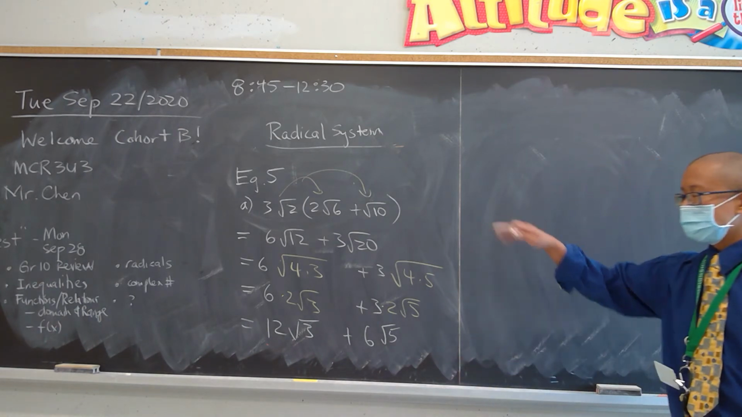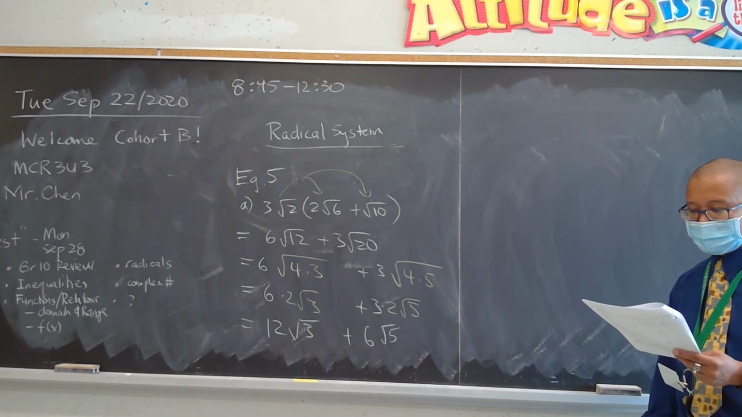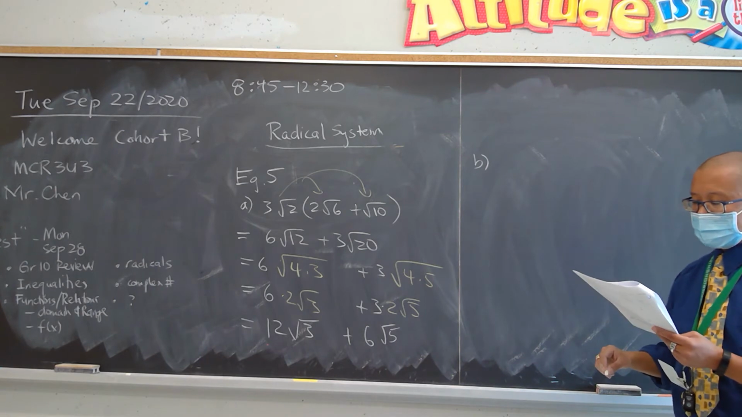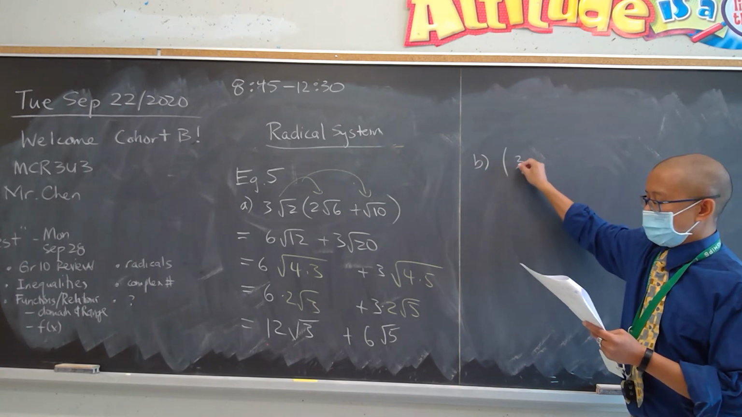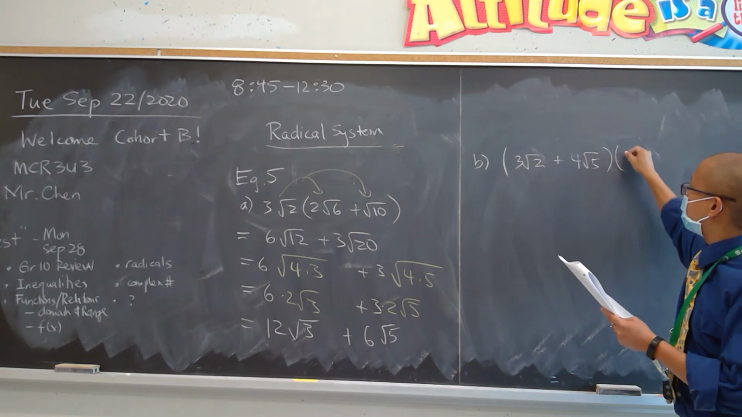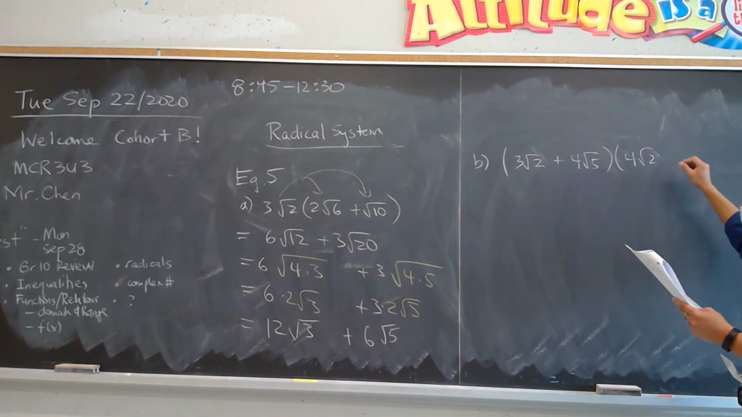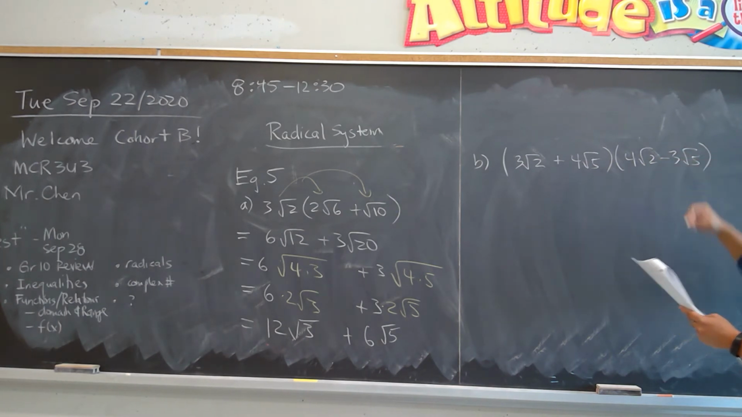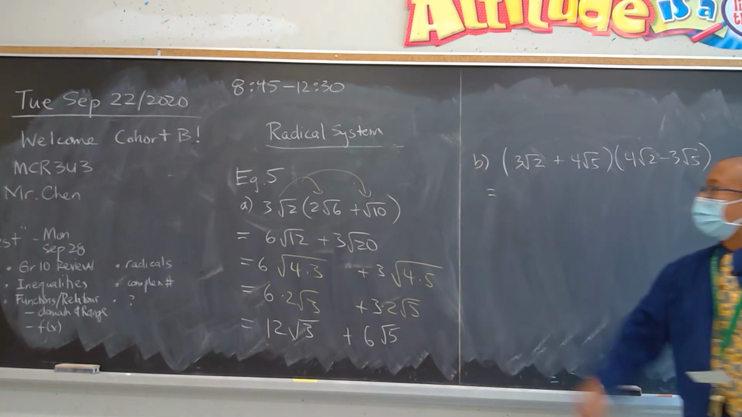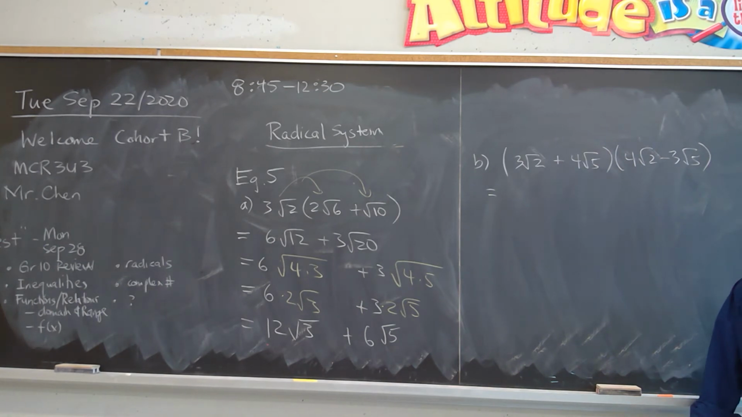Not second last, but the last one for this example, we'll do example B, and I'll leave question C for you to figure out on your own. So we have a binomial here: 3 root 2 plus 4 root 5 times 4 root 2 minus 3 root 5. We're going to FOIL this, nice and easy, and expand it out.